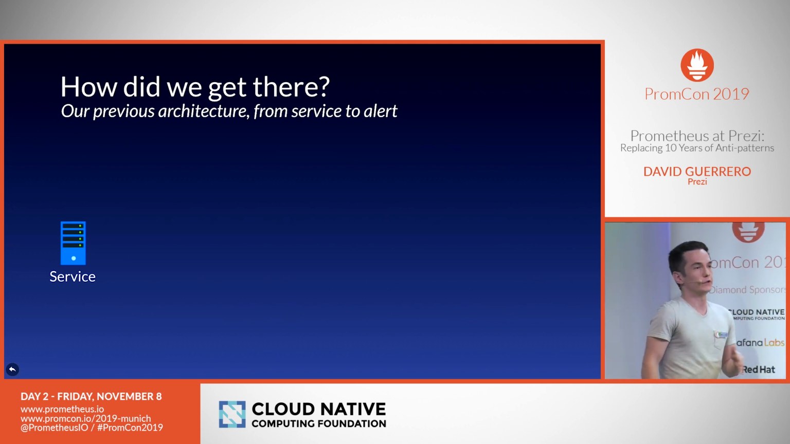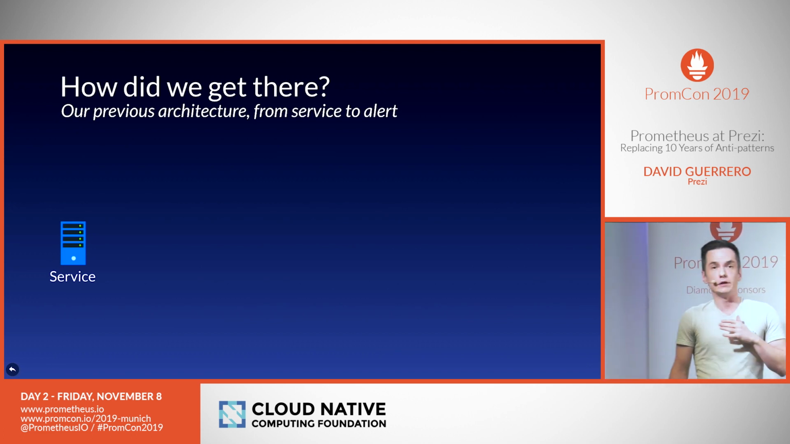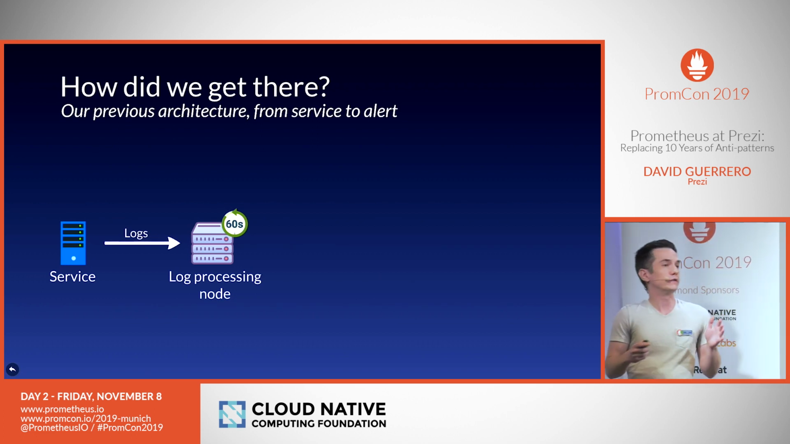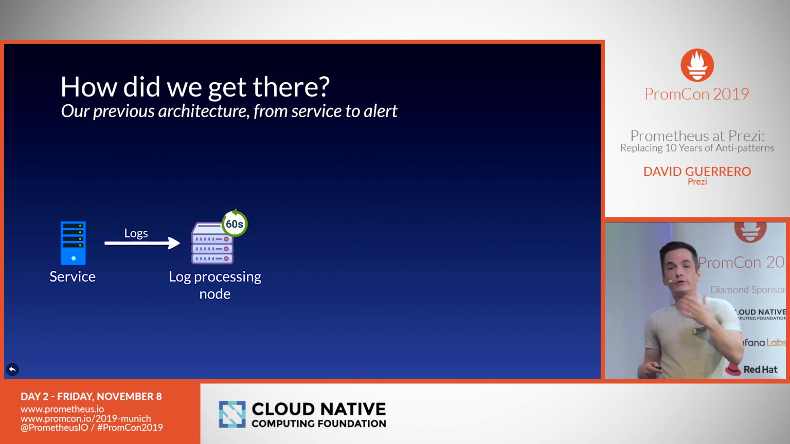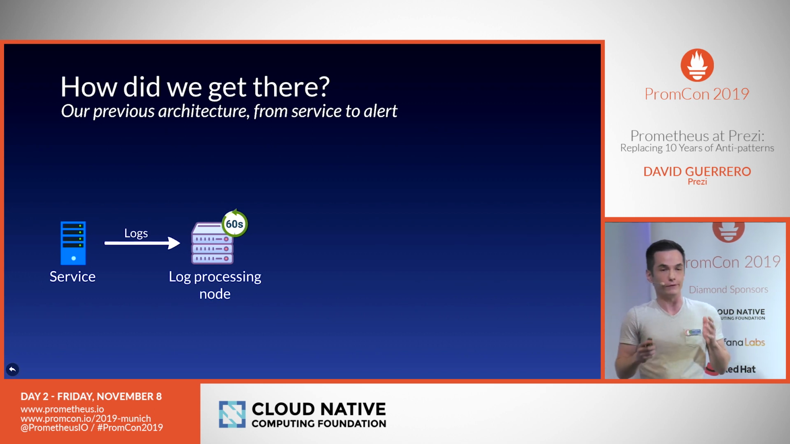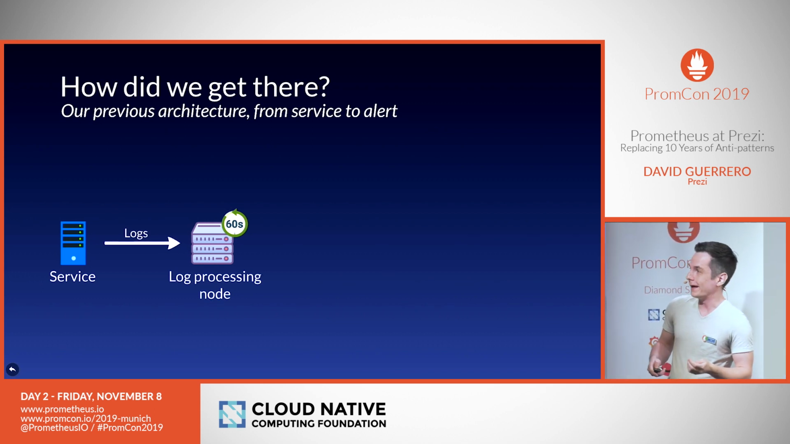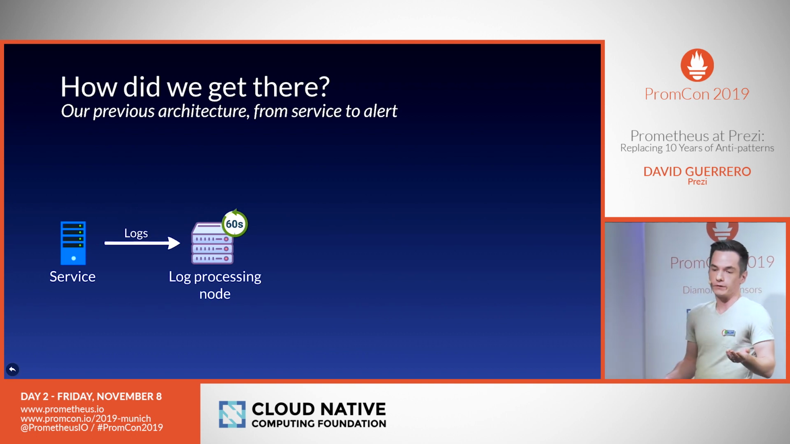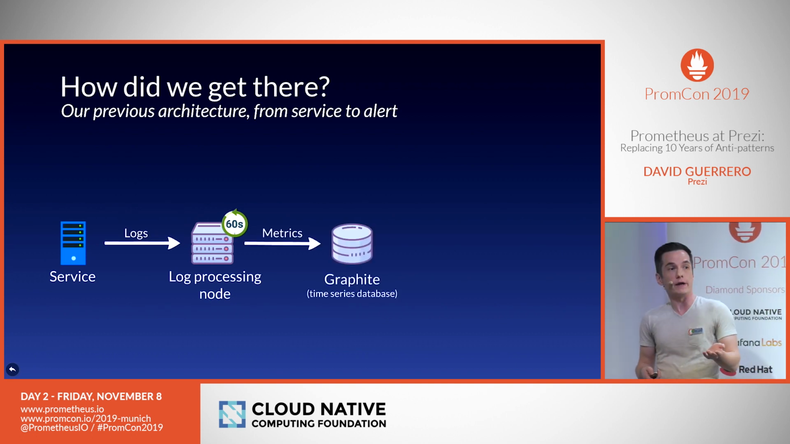The service didn't have any notion of metrics. There were only logs, debug logs. These logs would go to a log processing node, and every 60 seconds that node would process the last minute of logs. We had a custom Python script for every one of our backend services, a different script each, that would parse these logs and output metrics from them. Then these metrics would end up in Graphite, which is a time series database.